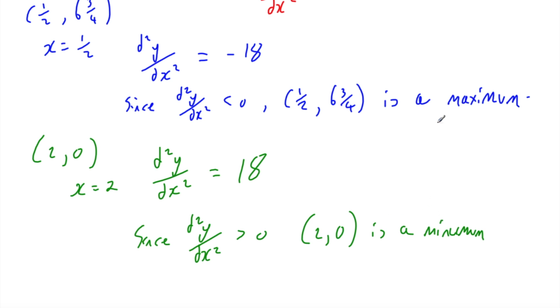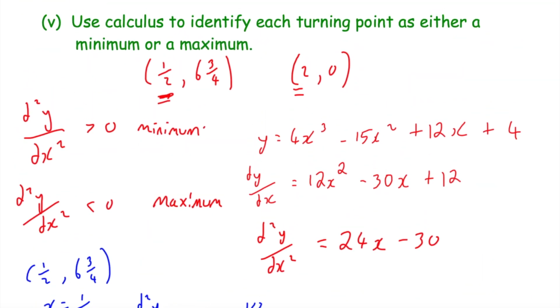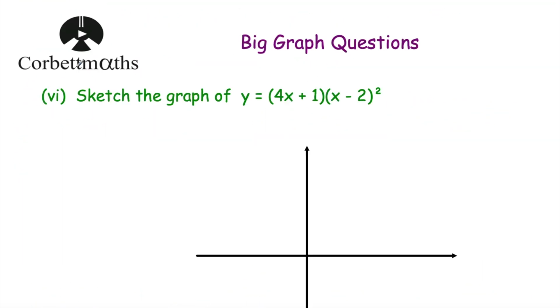So that's fantastic. So we found out that the first one was a maximum, (1/2, 6 3/4), and we found out the second one, (2, 0), was a minimum. And that's what we predicted anyway. And it's quite useful to know that that's the case from knowing the shape of the cubic graphs. But this question is really more about you knowing how to use d2y over dx squared, the second derivative, to show if a turning point is a maximum or minimum turning point. And that's it. Okay, so that's part 5. Part 6 now will probably be to sketch the graph. Okay, so let's use our information that we've worked out now in parts 1 to 5 to now actually sketch the graph.